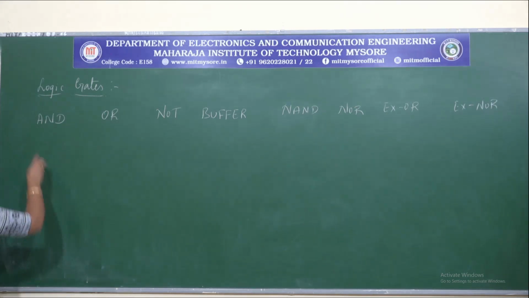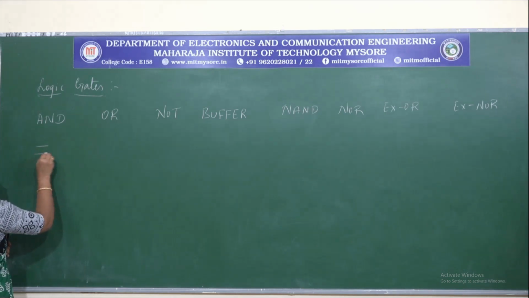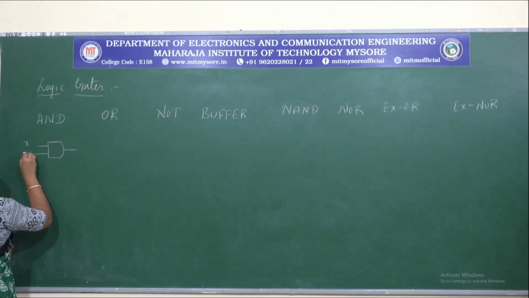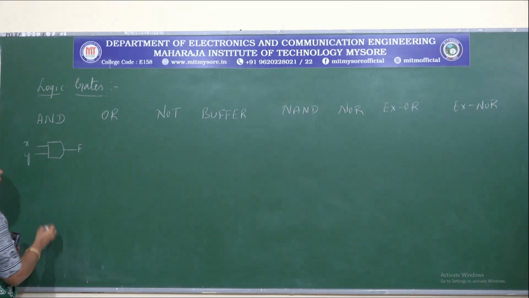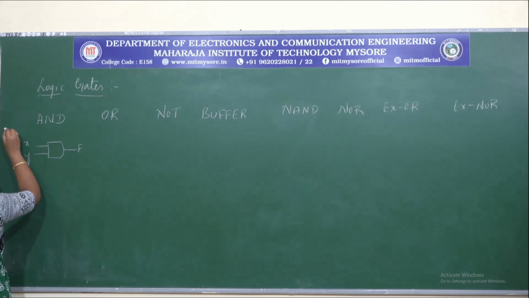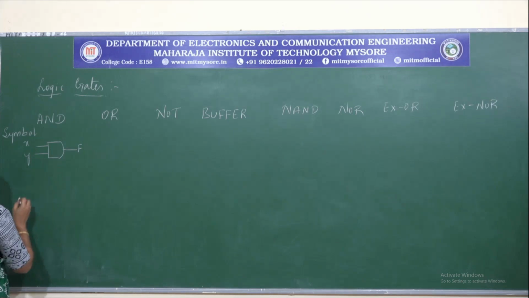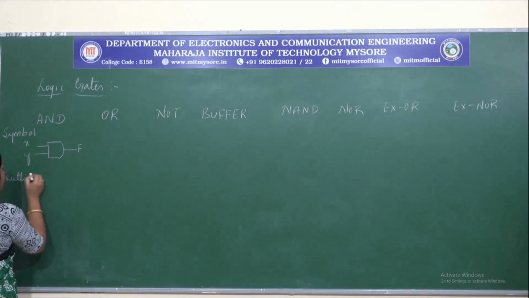Now let us consider the first gate, which is the AND gate. The logic symbol used for the AND gate is this one. Let us consider X and Y as inputs and F as output. So here is the logic symbol, the first thing I have written. Next let us see the truth table for the same.